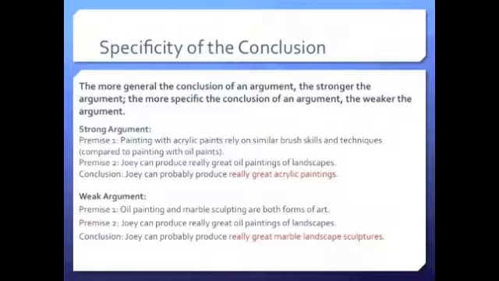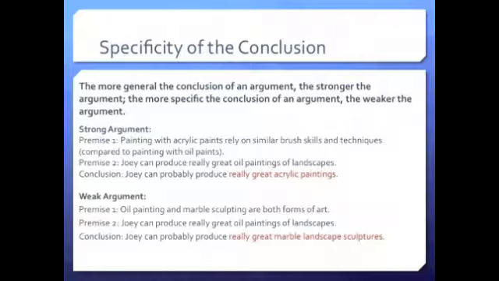Compare this with the weak argument we have here. The weak argument states that Joey can probably produce really great marble landscape sculptures. Now notice how this is actually a very specific conclusion. It's about Joey being able to produce really great marble landscape sculptures. Because this conclusion is pretty specific, there are fewer ways for it to be fulfilled.